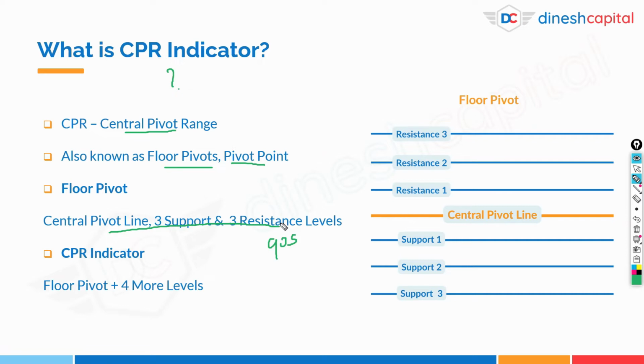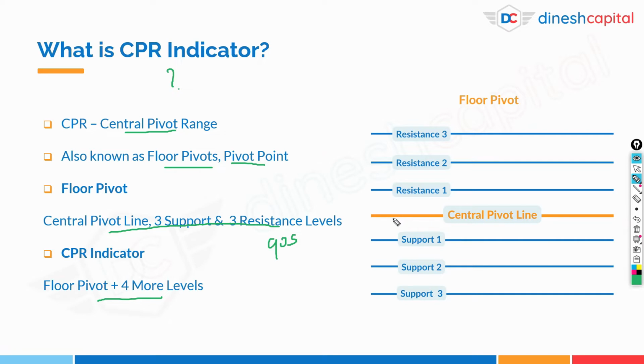We have evolved a lot from that, but still floor pivot works because of its logical calculation and ease of using it. The actual CPR indicator is floor pivot plus 4 more levels. After learning the CPR, you will not look at the chart the same way. You will have a different perspective towards today's trading direction.